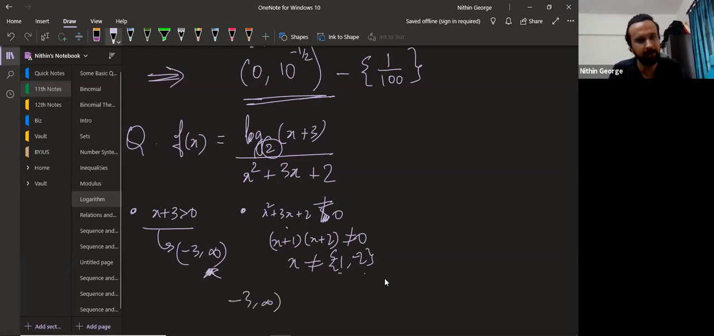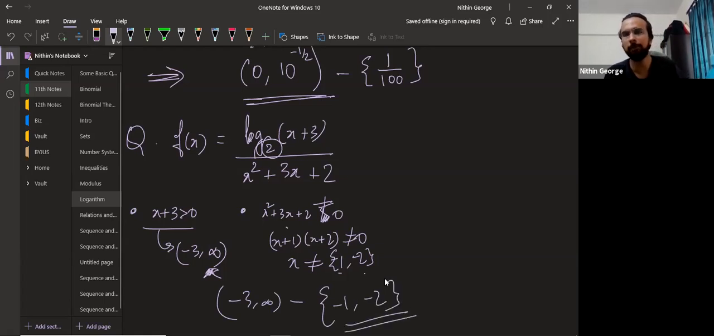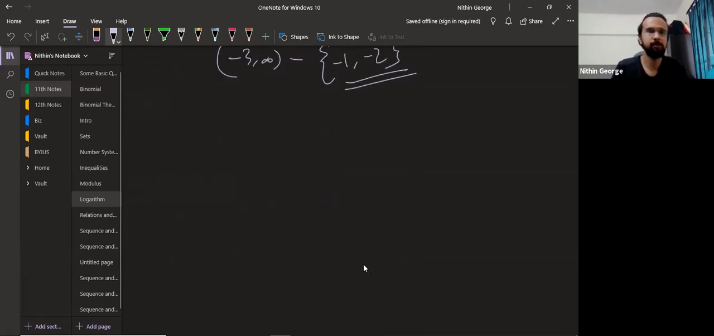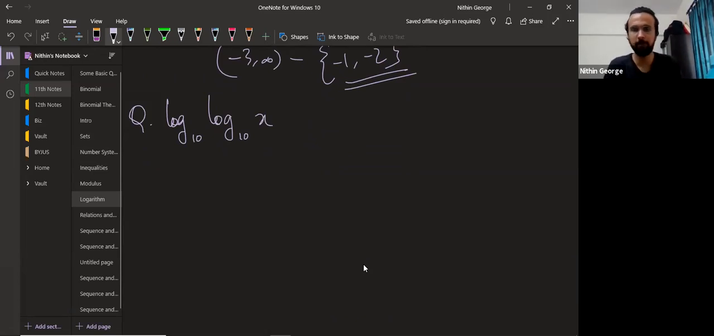Minus 3, comma, infinity, minus the set of minus 1, comma, minus 2. Absolutely right. That was a JEE 2002 paper question. All right, one question set. Okay. Now, prove to me that you understood everything. We'll just do 2 practice problems and move on to the next topic. I think we're done with log for now.